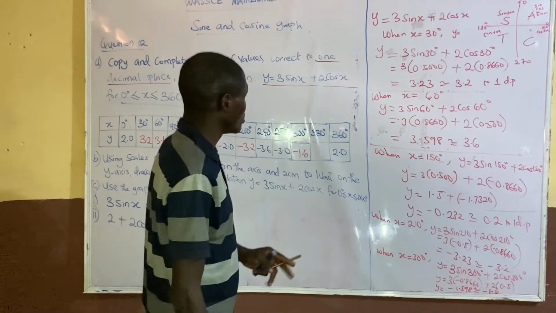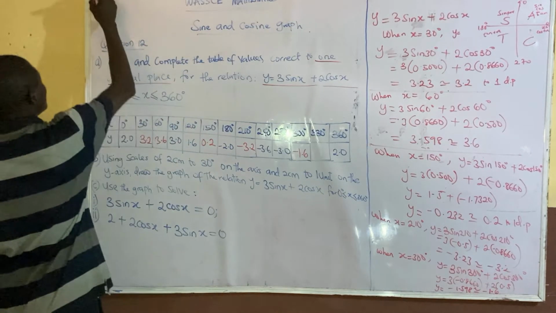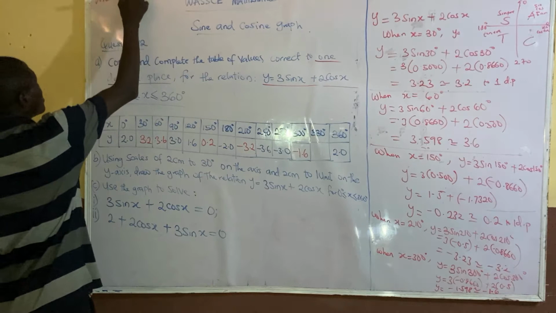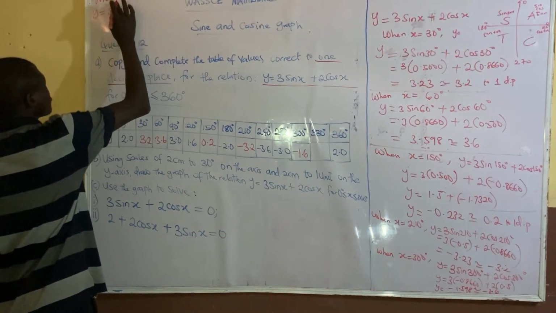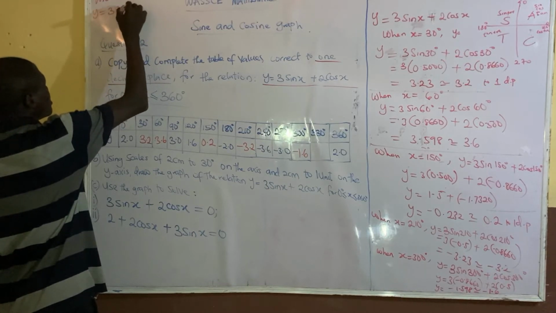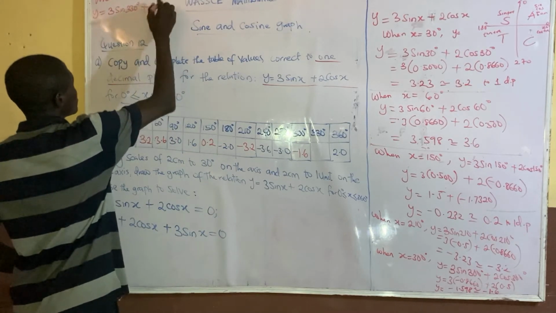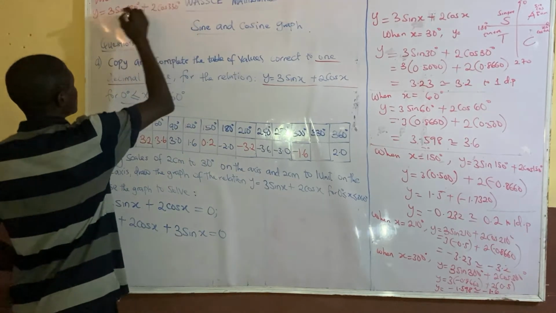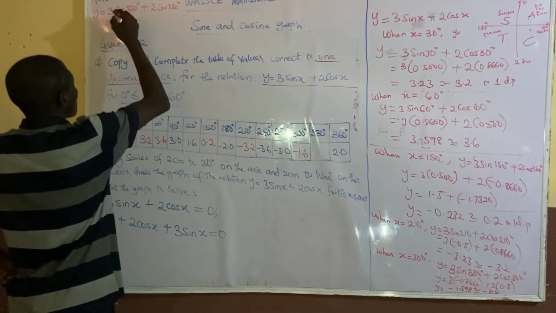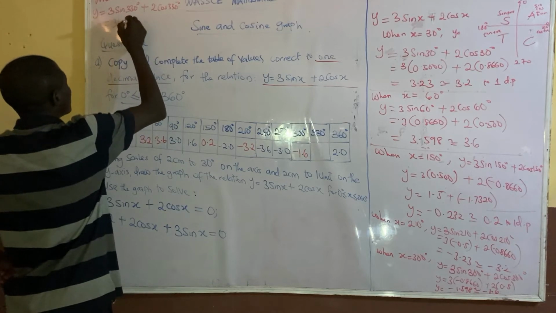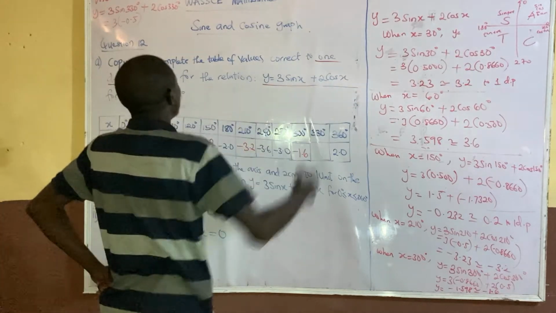So let's calculate, what will be our y when x equals 330 degrees? When x equals 330 degrees, y equals 3 sine 330 degrees plus 2 cos 330 degrees. 3 sine 330 degrees is 3 into bracket minus 0.5, because it is in the fourth quadrant, and sine is negative in the fourth quadrant.